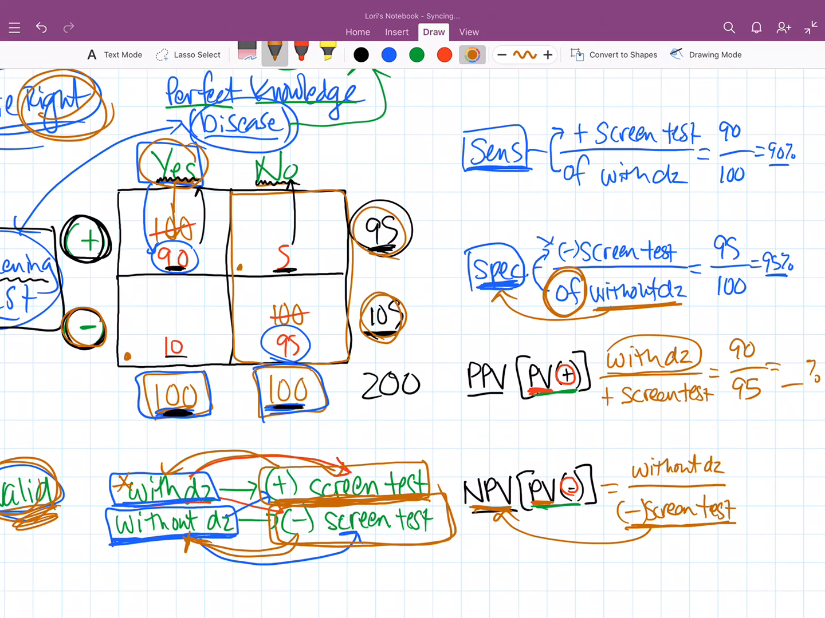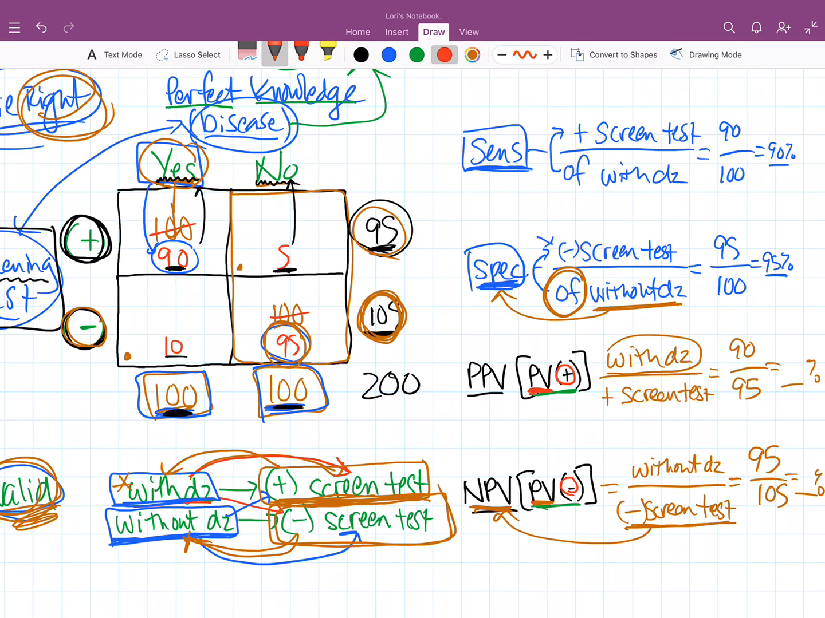And so in this case, of those with a negative screening test, there were 105 of them. And what percent do not have disease? That's our number 95. Let me finish that thought. That will end up with a something percent, so you're going to have to calculate that out. So you can do 95 out of 105.